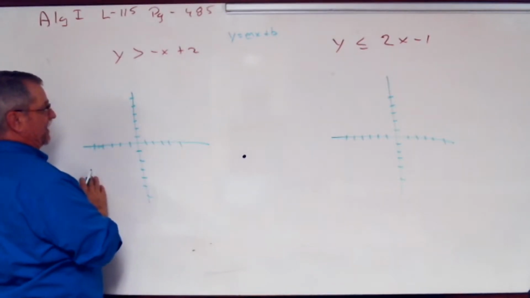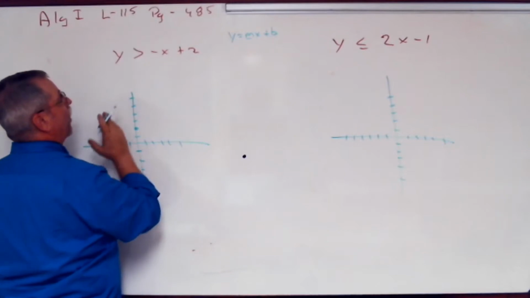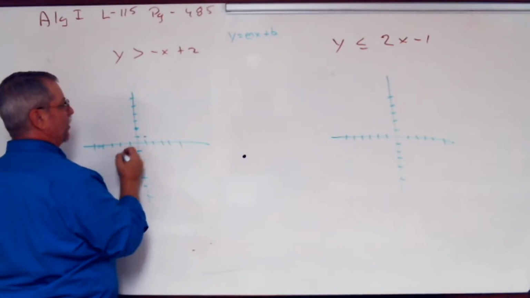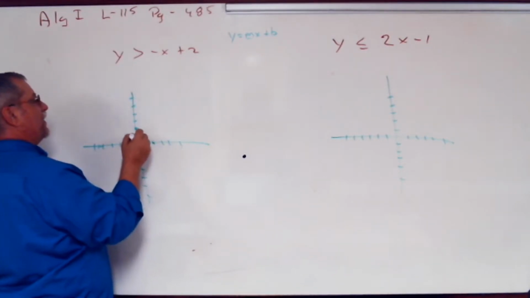2 is the y-intercept. So we come right here and we make a dot. The slope is negative 1. So we're going to go down 1, right 1. It's a negative 1 slope. Down 1, right 1. I'm going to walk it a second. Okay, so here is my line.